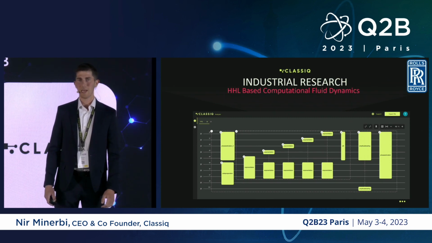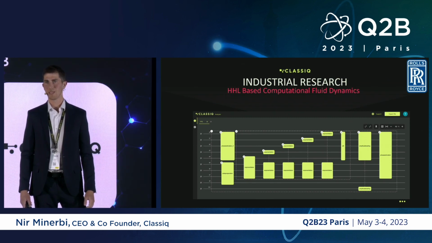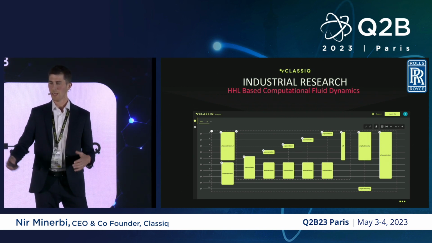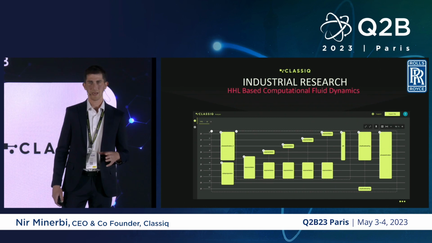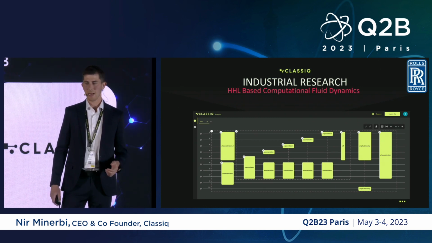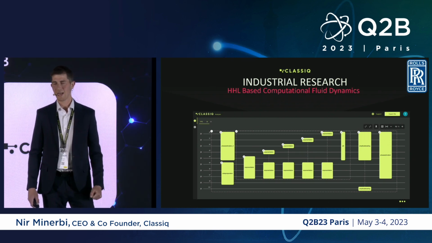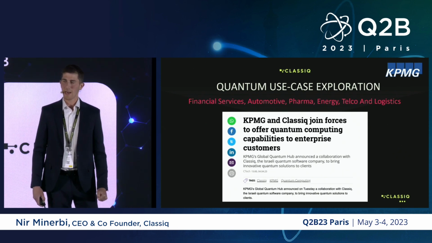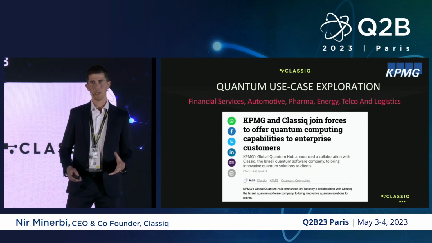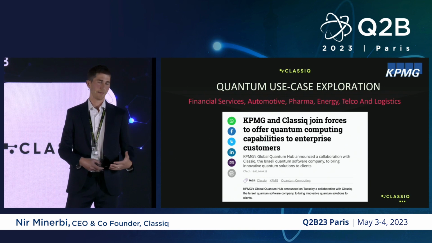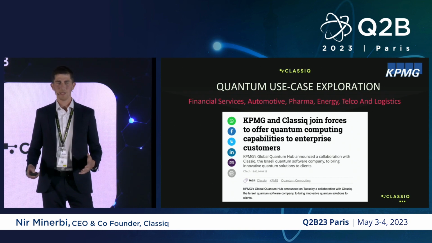So the first one would be a really beautiful work done by the Rolls-Royce team in modeling the CFD problem using the HHL algorithm into the Classiq platform. Then the circuit, which is quite complex, was generated. And this is really a beautiful forward-thinking research, and we really appreciate that. We recently partnered with KPMG for joining KPMG's quantum expertise with the Classiq platform and expertise, of course, to bring the most advanced quantum stack for enterprises.